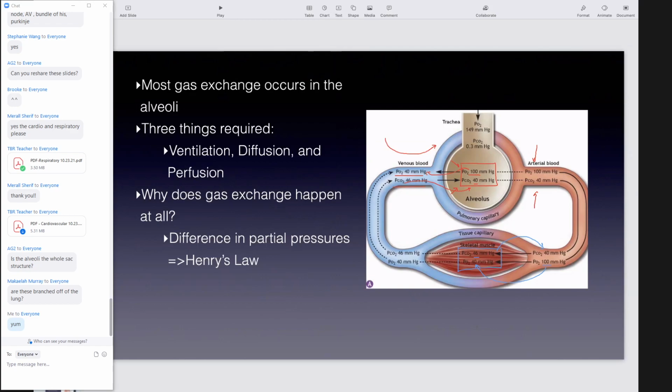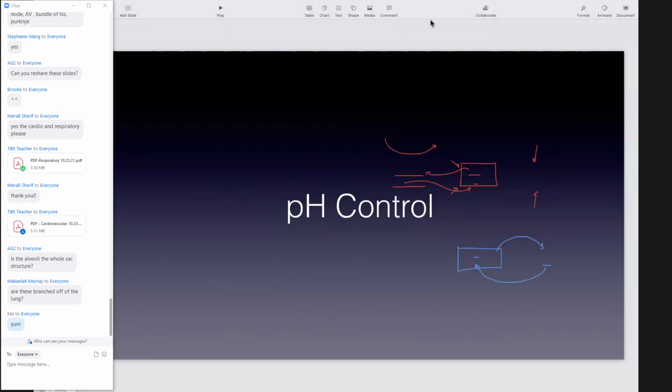We're almost done, guys. pH control. So breathing plays such a large role in the pH of our blood supply.